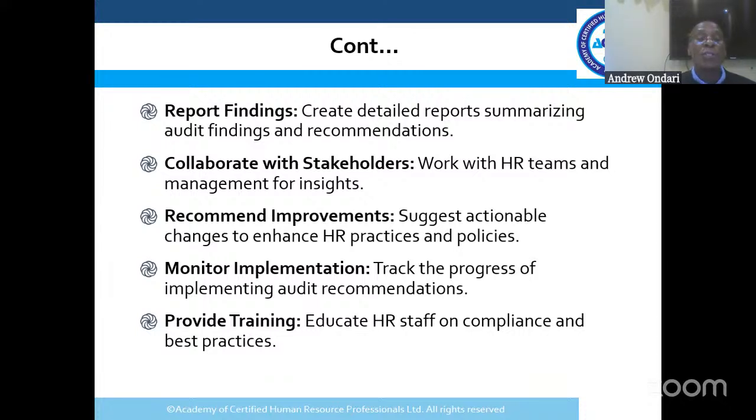Recommendations are also included in these reports. So HR auditors have to make recommendations on what their findings are and how various functions can be improved. Where need be, they provide training where there are training gaps.